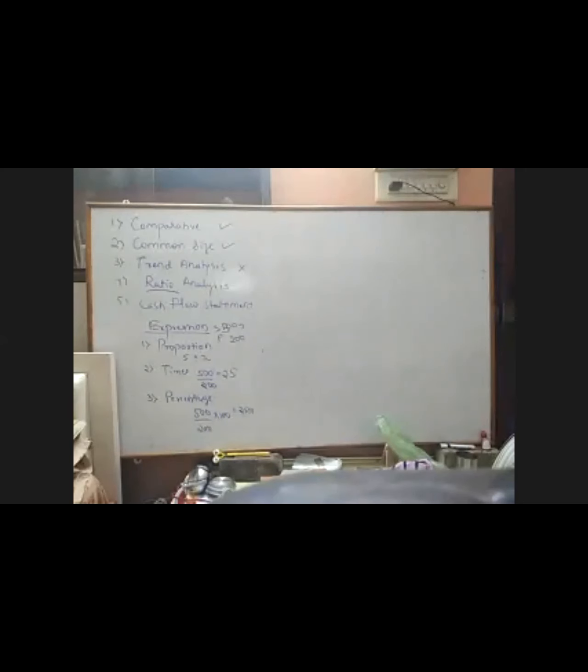And then what is ratio? Ratio is a relationship between two mathematical variables. And what is accounting ratio? Accounting ratio is establishing the relationship between two accounting variables, or you can say it is comparison of two accounting variables, mainly items of balance sheet and profit and loss account.